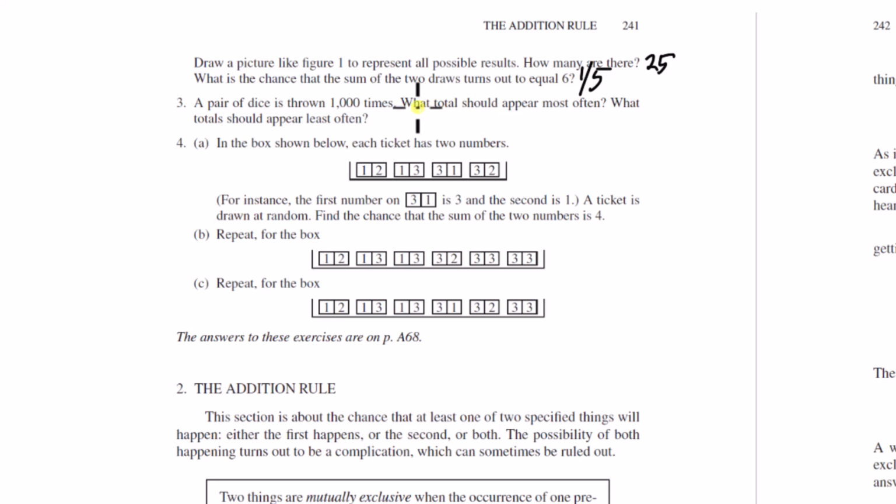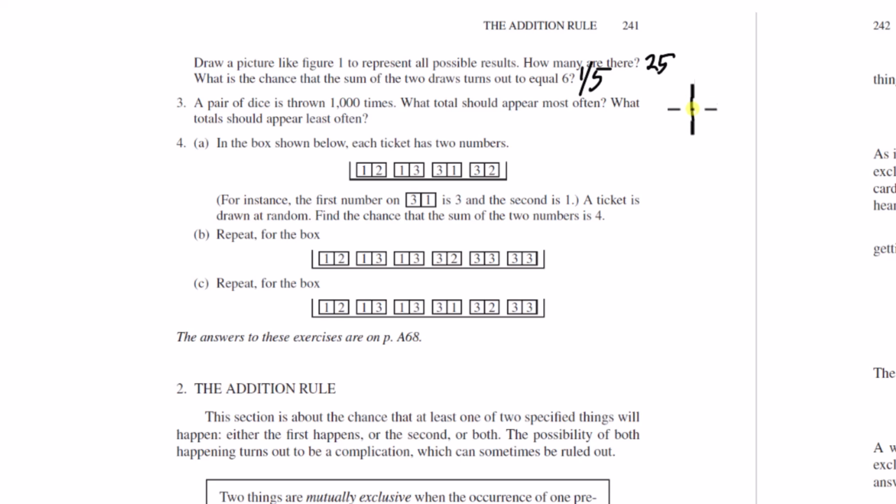Which outcome is going to appear most often? Which one's going to appear least often? So which sum of the 2? So it's got to be sevens, right? Because everyone's always trying to get a 7.